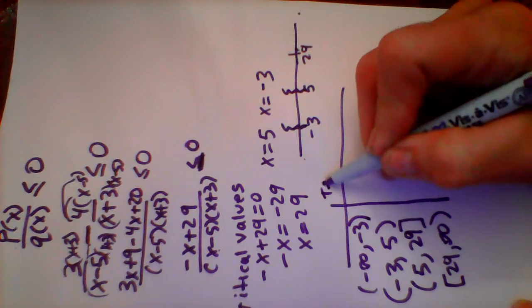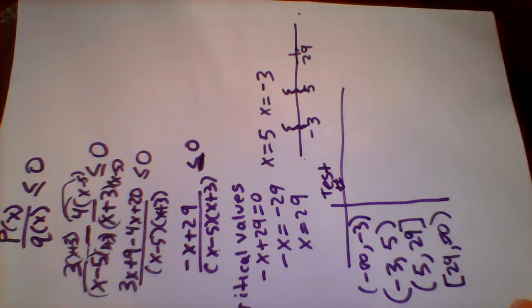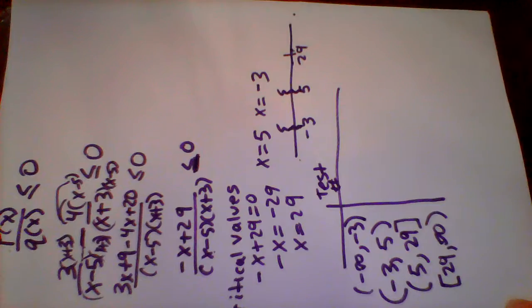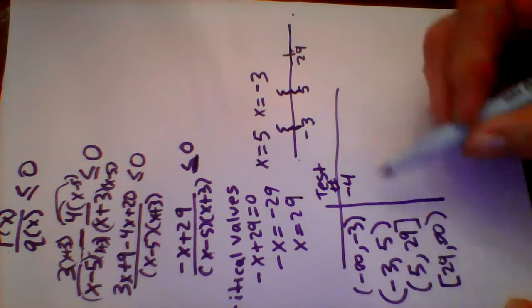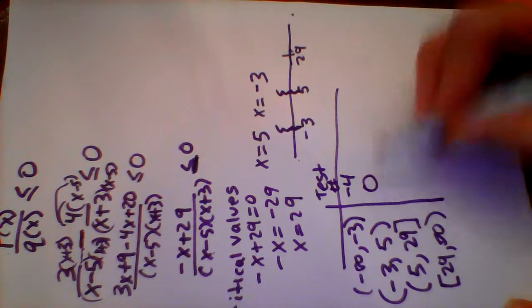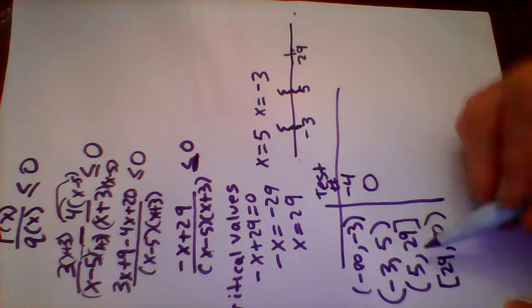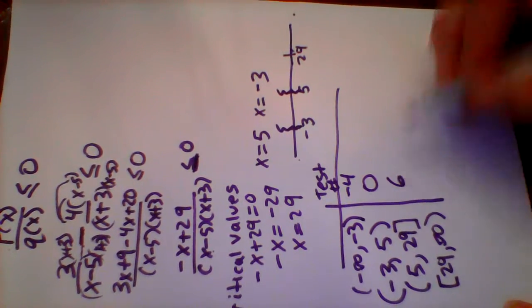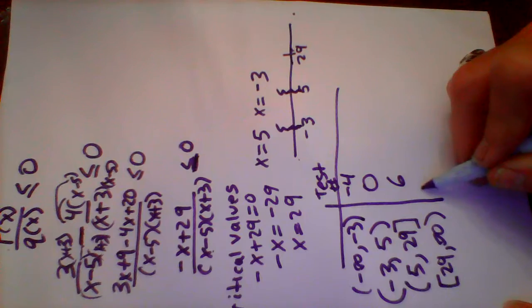I now think of a number in these intervals. So my test number for the first will be negative 4. My test number in here, I can use 0. 0 is pretty easy to plug in. 5 to 29, I'm going to use 6. And 29 to infinity, I will use 30.